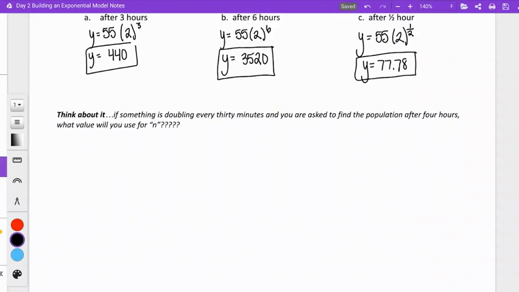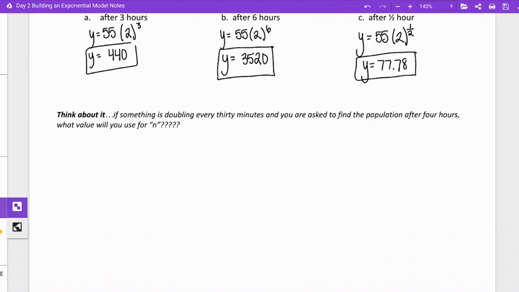So just some food for thought. This is more of a thinker question. It's not necessarily something that we need to super write down like some type of extravagant model. But if you can think about this in your head, then I think we're on a really good track to understanding exponential growth and decay. But if something doubles every 30 minutes and you're asked to find the population of 4 hours, what would you use for the value of n?